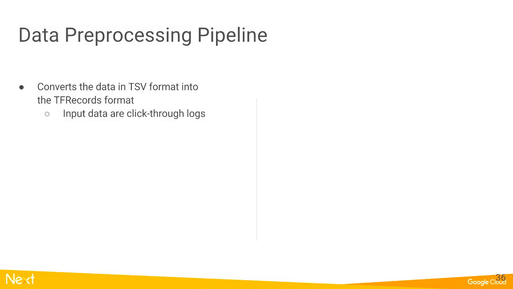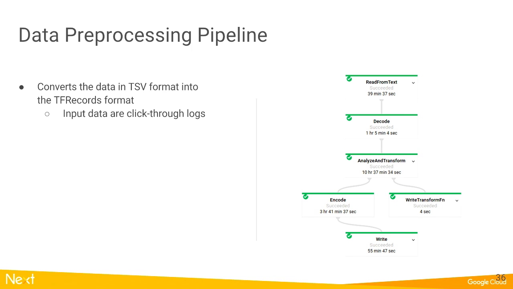So this particular application takes the data in tab-separated value format and converts it into TensorFlow record format. The input data are click-through logs from Criteo. I think it's a public data set. And the pipeline is reasonably straightforward. This is our pipeline graph from the Dataflow UI. So we have a stage that reads from text. Then we decode it. And then we have this meat stage called analyze and transform. And then we encode the output, and we write it. And we make a small side output with some metadata, just to store some information about the run.